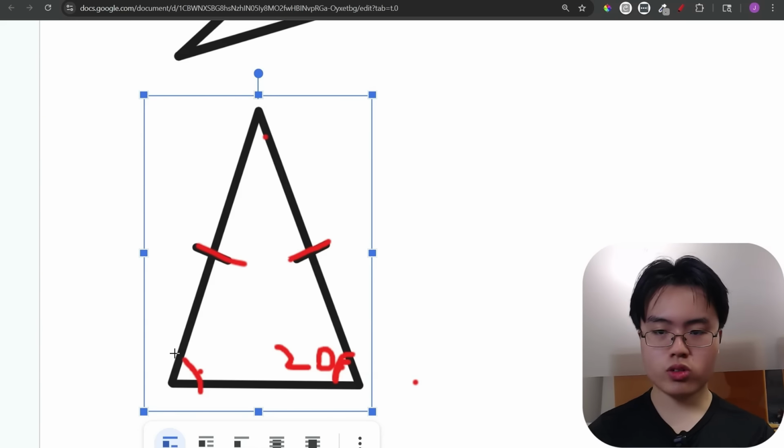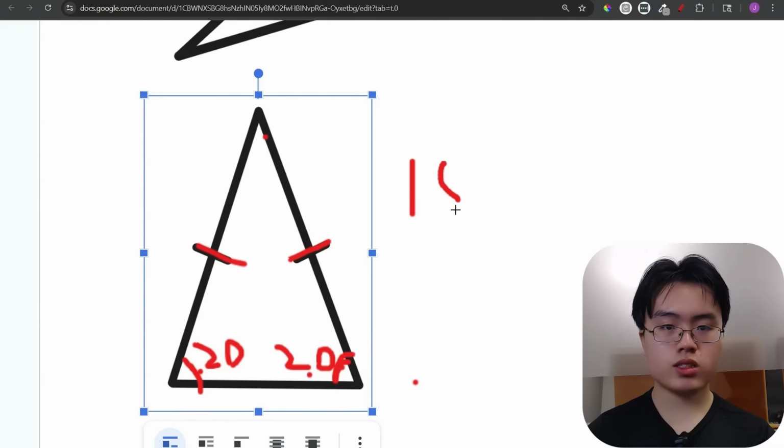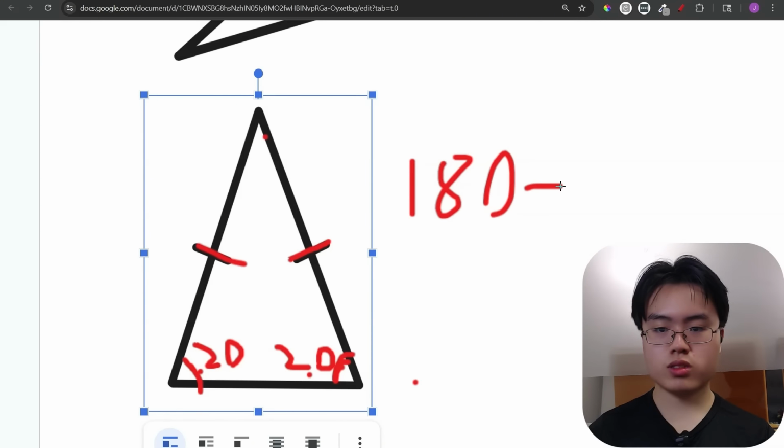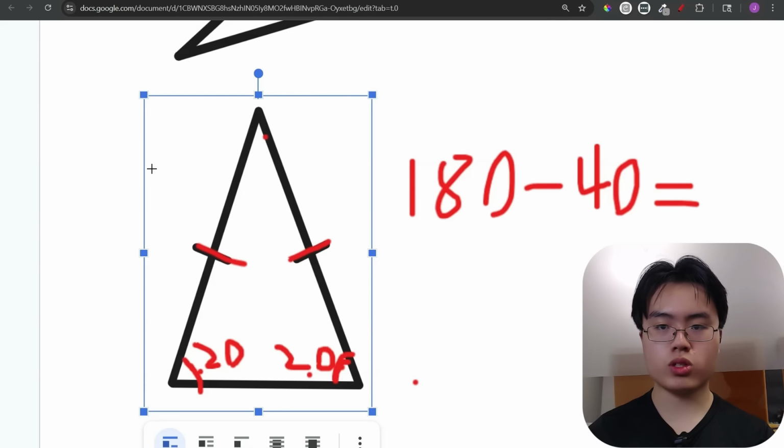So obviously we already know that this angle is the same as that one. So we know this is also 20 degrees. And we know that all the angles in the triangle add up to 180 degrees. So we can just do 180 minus the two angles that we do know. So 180 minus 20 minus 20, so minus 40, right? So that means the last angle here is 140 because 180 minus 40 is 140, right? So we know this angle is 140 degrees. So you see, we just need one of them.